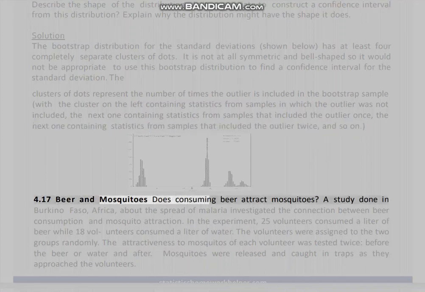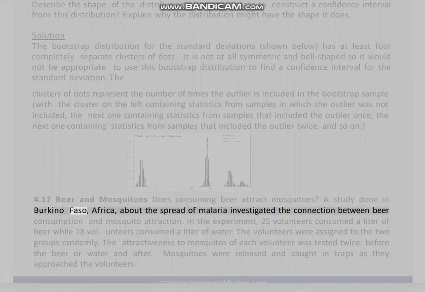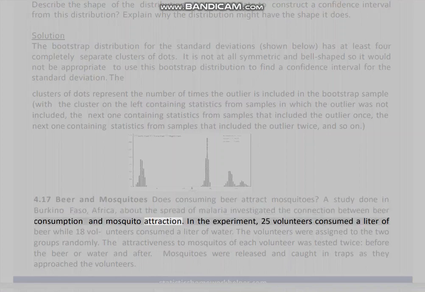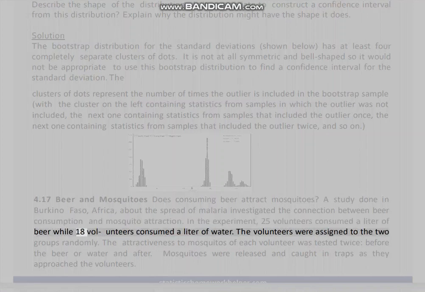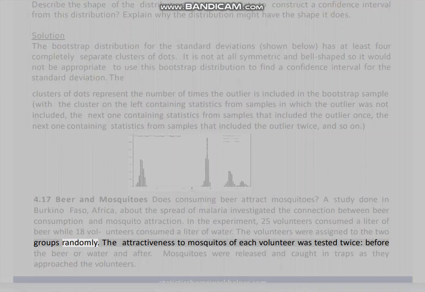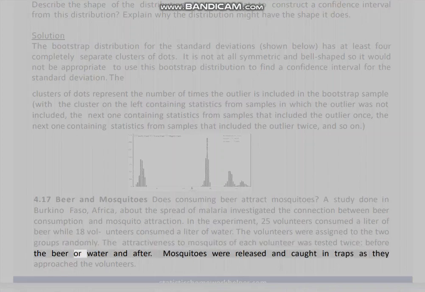4.17 Beer and mosquitoes. Does consuming beer attract mosquitoes? A study done in Burkina Faso, Africa, about the spread of malaria investigated the connection between beer consumption and mosquito attraction. In the experiment, 25 volunteers consumed a liter of beer while 18 volunteers consumed a liter of water. The volunteers were assigned to the 2 groups randomly. The attractiveness to mosquitoes of each volunteer was tested twice, before the beer or water and after. Mosquitoes were released and caught in traps as they approached the volunteers.